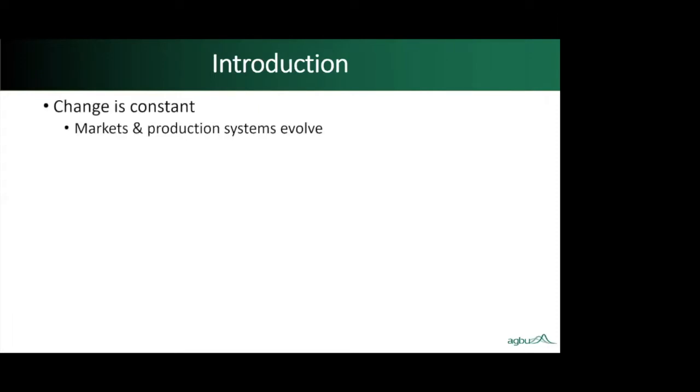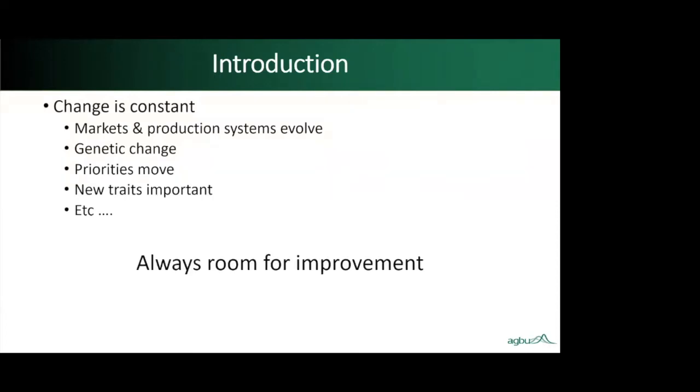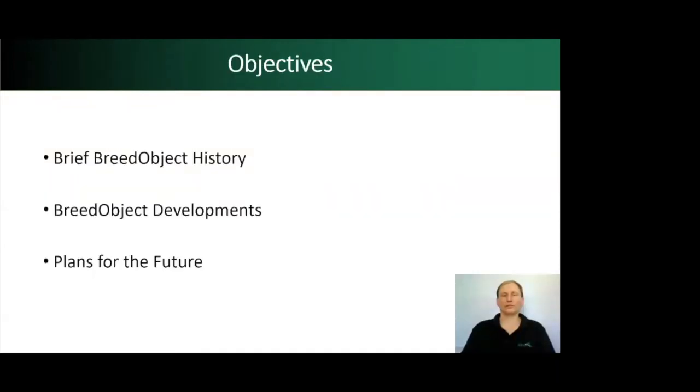Across time, markets and production systems evolve, genetic change occurs, priorities move, meaning that new traits become important. All these things mean there is always room for improvement. Today, I'd like to talk to you about how we are evolving the BreedObject system to better cope with the realities of commercial production. To do that, I'd firstly like to provide you with a brief history concerning BreedObject. I'd then like to talk about some recent developments we've made to the BreedObject system, and I'd like to leave you with some future plans.